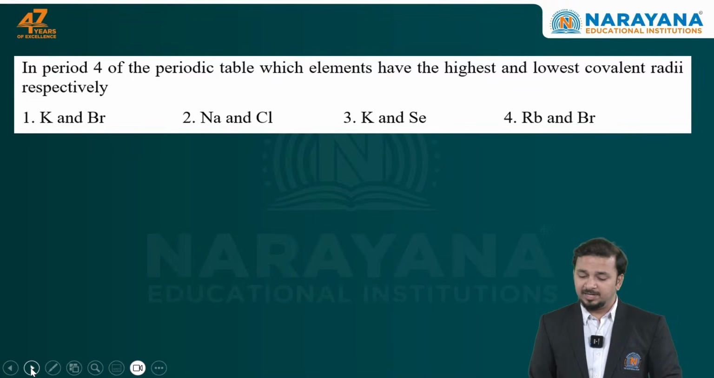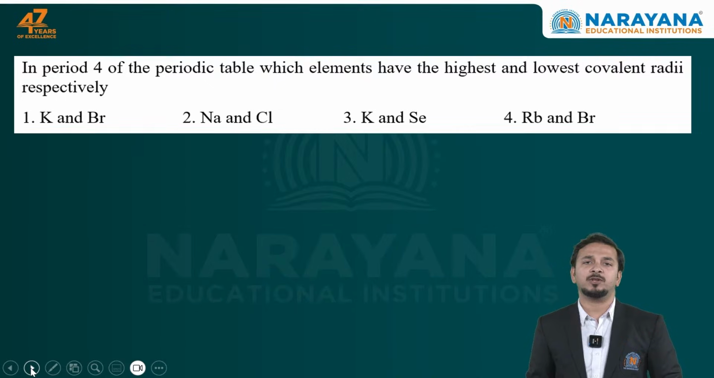The question says, in period 4 of the periodic table, which elements have the highest and lowest covalent radii respectively? We know that as we move from left to right, the covalent radii decreases. The reason for this decrease is the increase in the effective nuclear charge. So as we move from left to right, there is an increase in the effective nuclear charge, because of which there is a decrease in the covalent radii, which means the first group will have maximum covalent radii and group 17 will have minimum covalent radii.